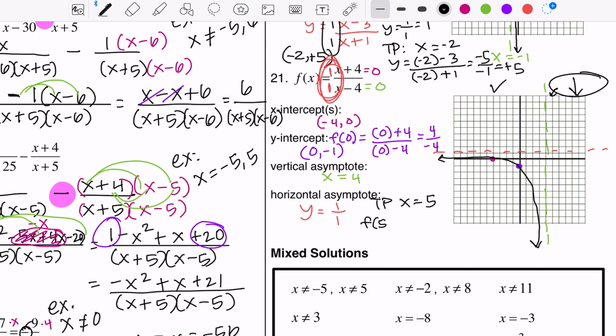And then I plug that into the equation. And I get 9 over 1. So that means (5, 9), which is here. So it likes to coast along the upper part of that. And that is our review worksheet.